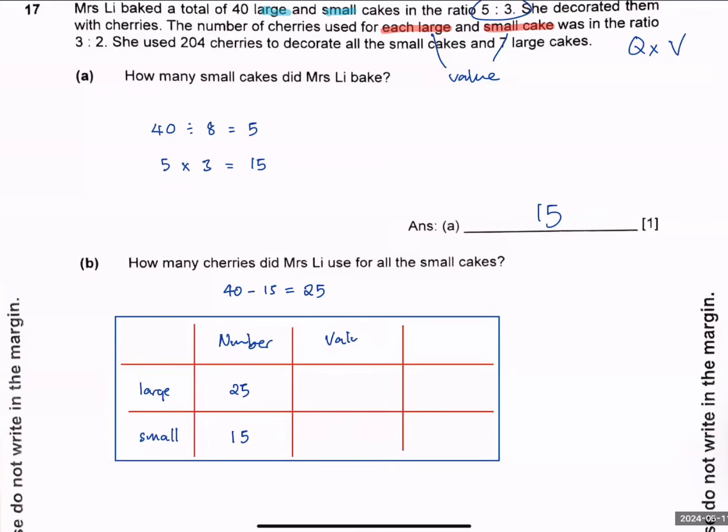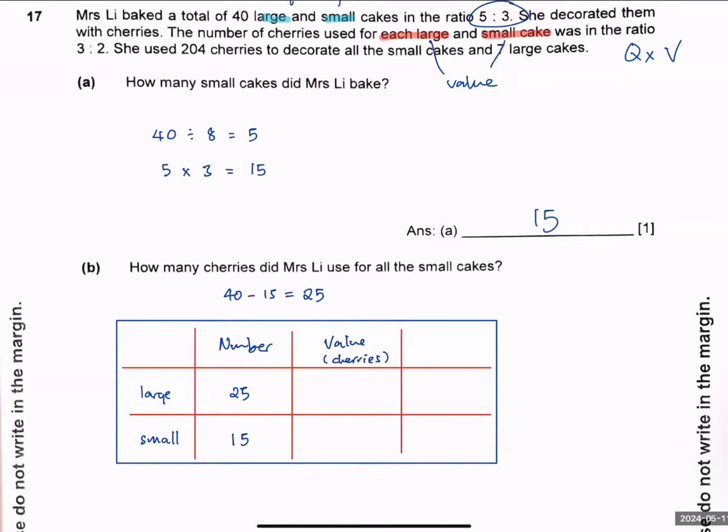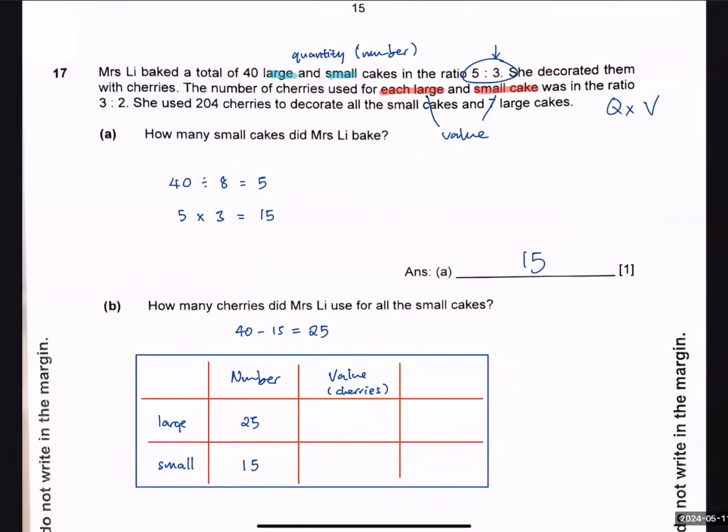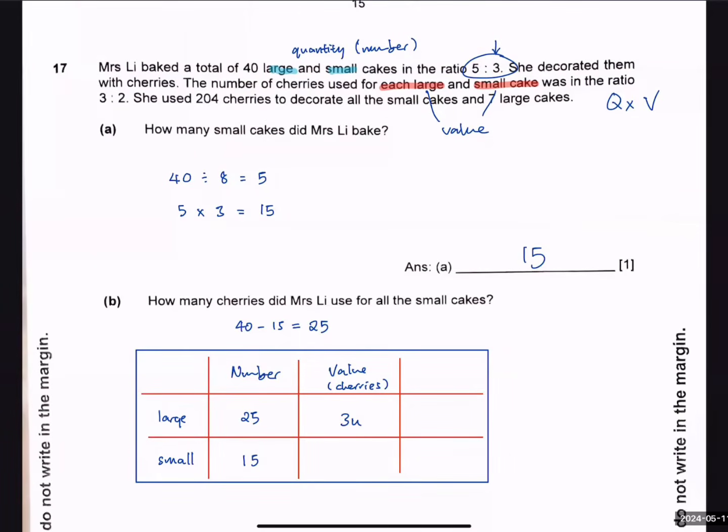What is the value in this case? The value is the number of cherries each. So 1 large cake, you use 3 units of cherries. 1 small cake, you use 2 units of cherries. So what is your total value?